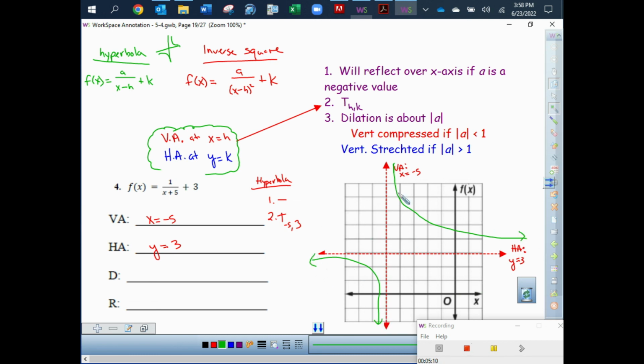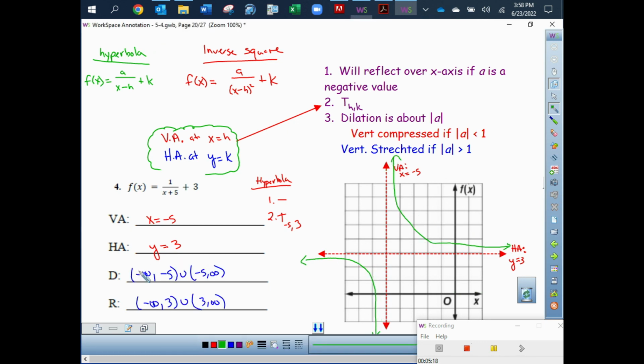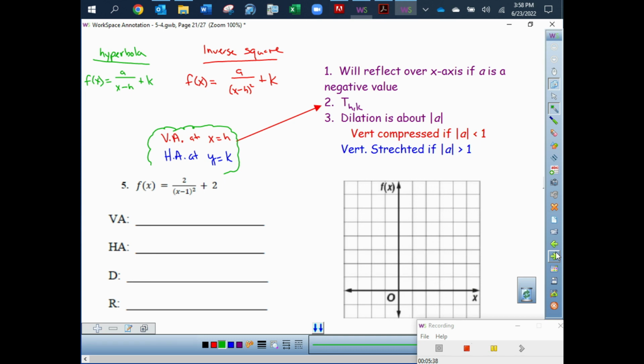Why don't you pause that video and see if you can get the domain and range correct for me. Went from negative infinity all the way over to this vertical asymptote of -5. Can't touch it. Bridge the gap with the union. Start back over at -5 and go to infinity. Then low to high from negative infinity up to the asymptote of 3 and start back over again. So stuff that looks complicated just gets easier and easier. Thank you, purple note card.